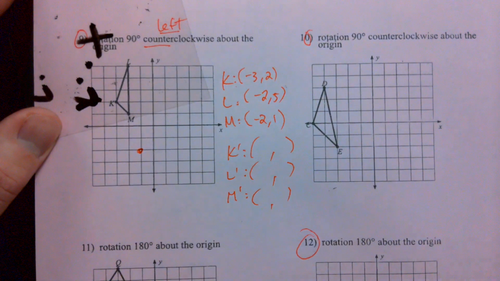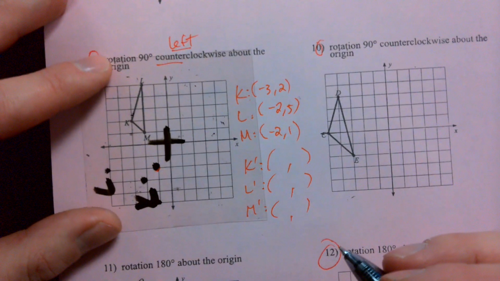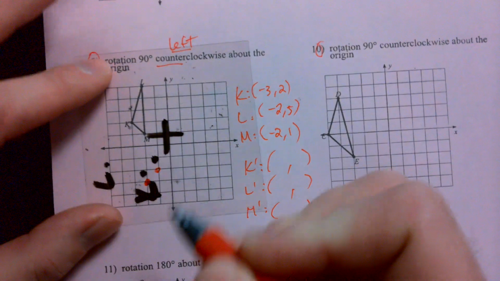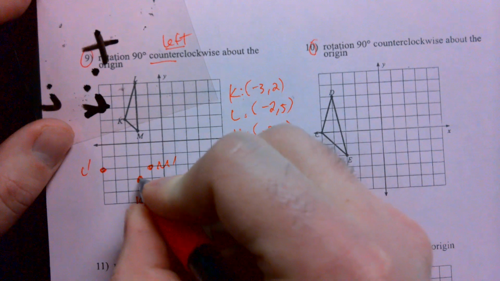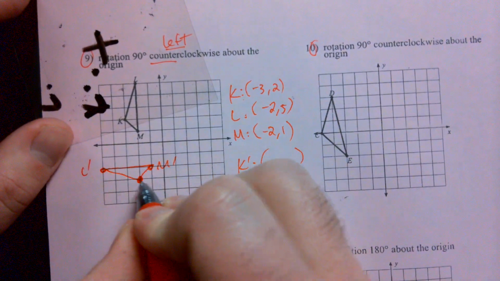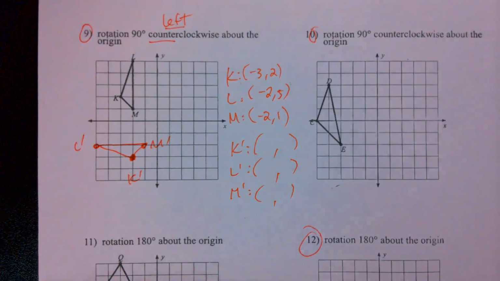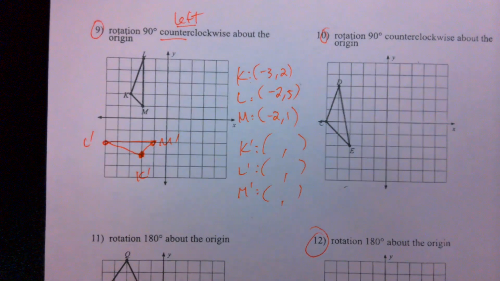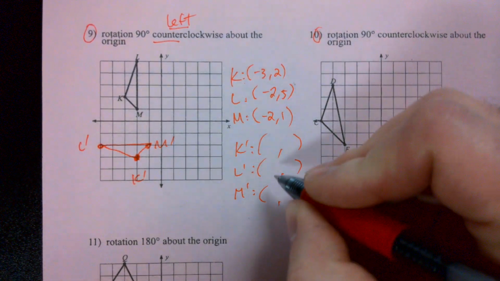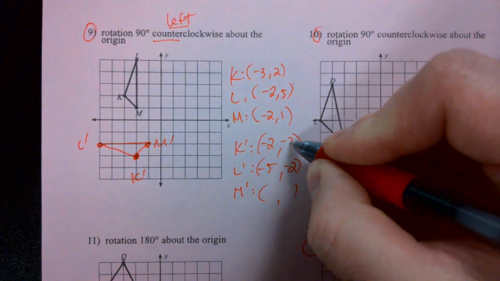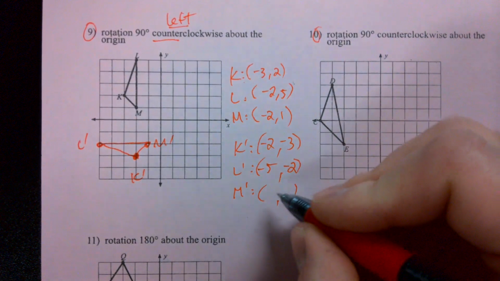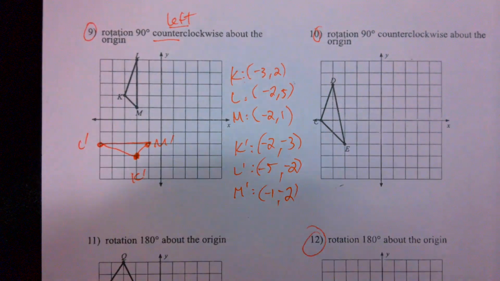One right there. Bring it back over. One right there. And my last one all the way over here. L prime, K prime, M prime. Boom, boom, boom. L prime looks like it's at negative 5, negative 2. K prime is at negative 2, negative 3. And M prime is at negative 1, negative 2.